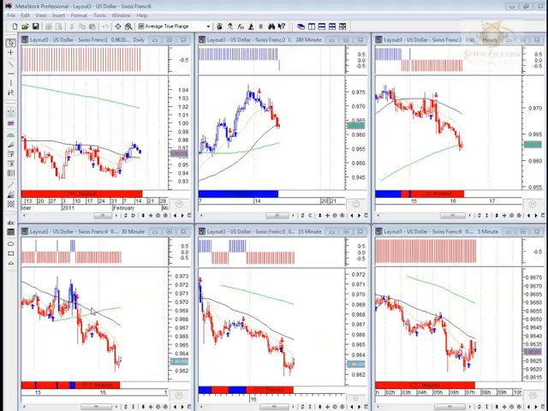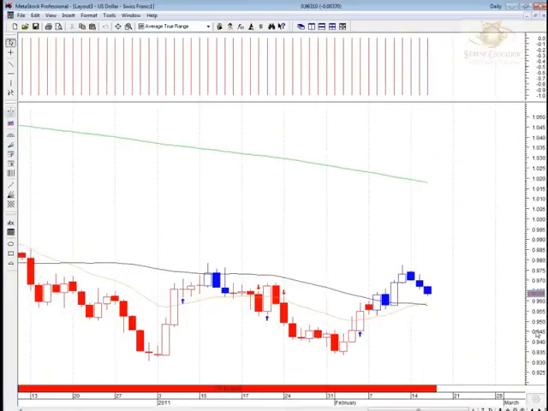Okay, the next pair for the 4 majors analysis for the 16th of February 2011 is the US dollar against Swiss franc. I have it up here on our 6 time frame CTC strategy. Let's go have a look at the daily time frame.